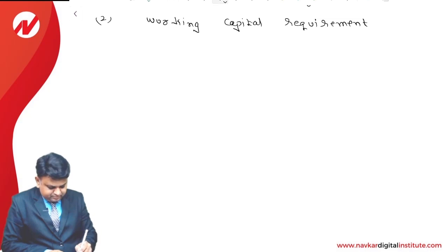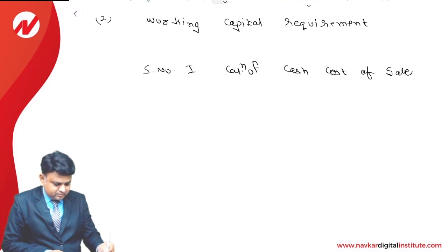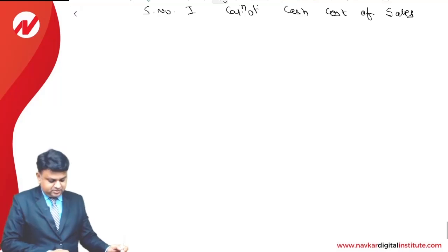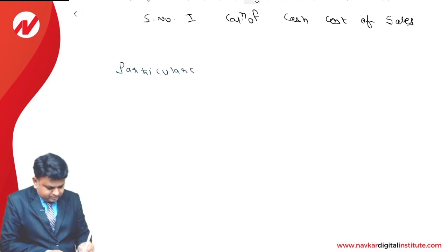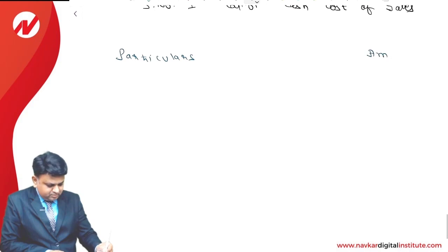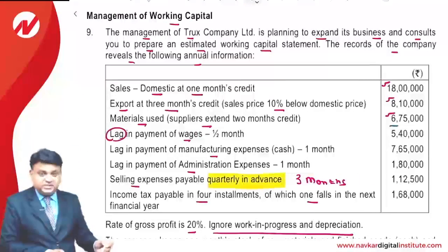Step number 1, calculation of cash cost of sales. Particulars, amount. In that, we will start with the direct material consumption. It is provided to us as 6,75,000.